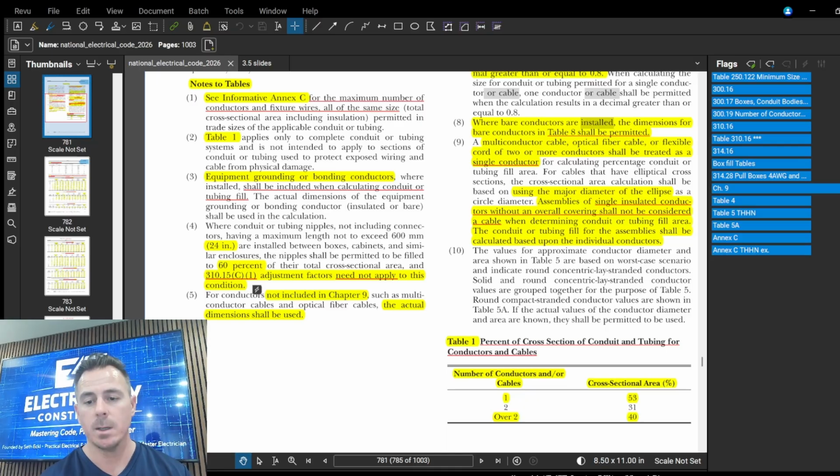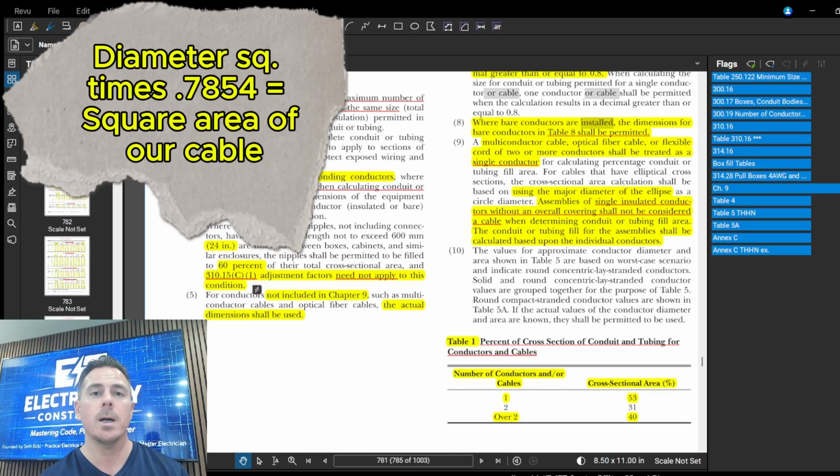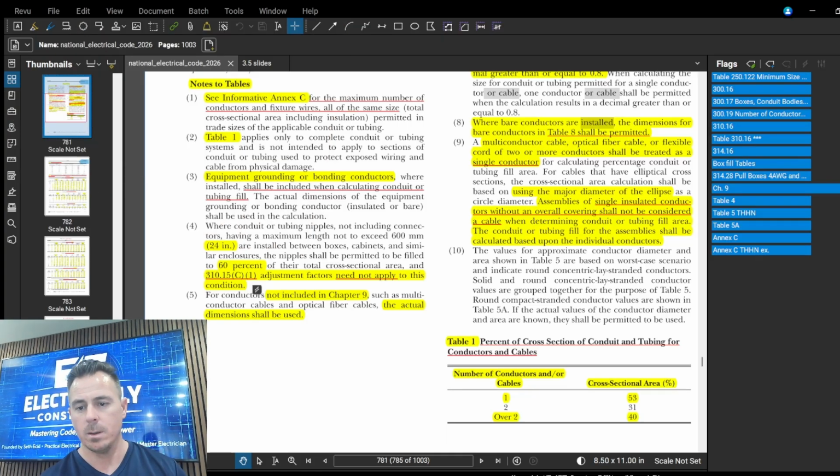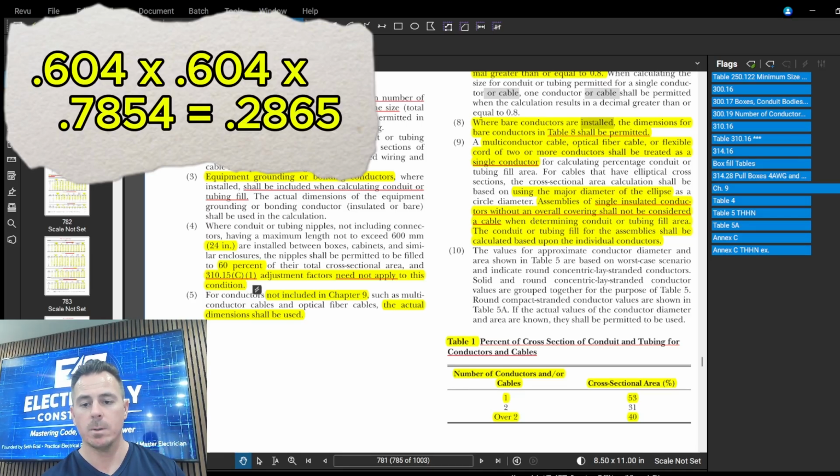And to get that, we have to take our diameter times 0.7854, or diameter squared times 0.7854. But because I find it easier just to multiply the diameter 2 times, that's what I do. So let's do that. 0.604 times 0.604 times 0.7854, and that's going to give us 0.2865. And then we have to compare it to the raceway that we want to use.